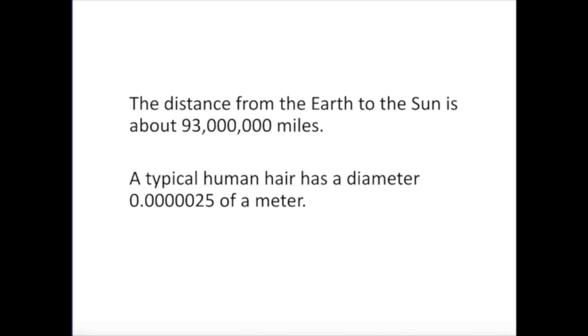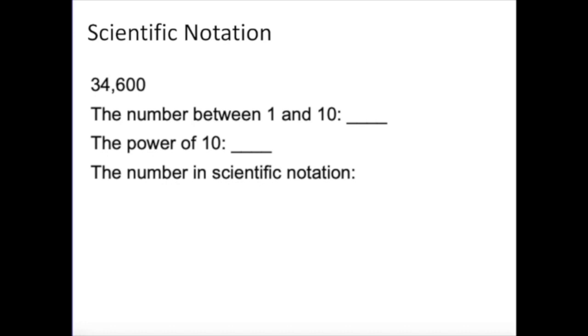A typical human hair has a diameter of 25 millionths of a meter. This is a very, very small number. Again, I find myself counting all of these zeros. And so scientific notation can help us write this very, very small number in a way that's easier to read. So let's take a look at an example and talk through how to find scientific notation.